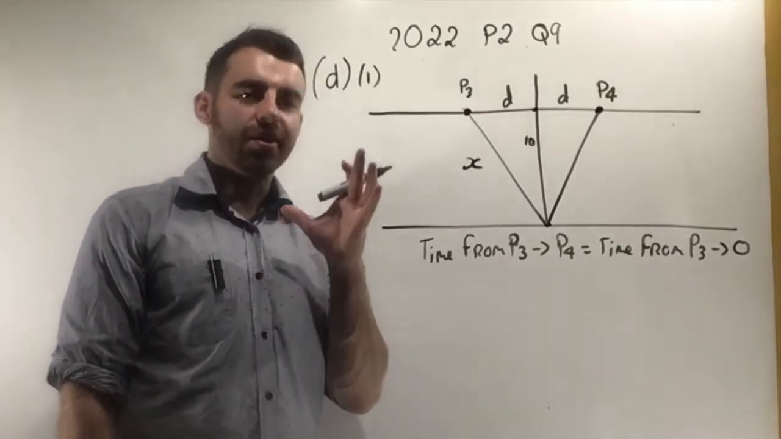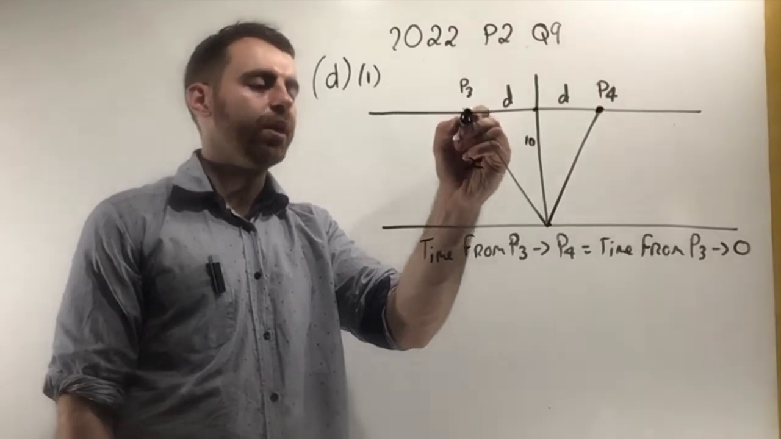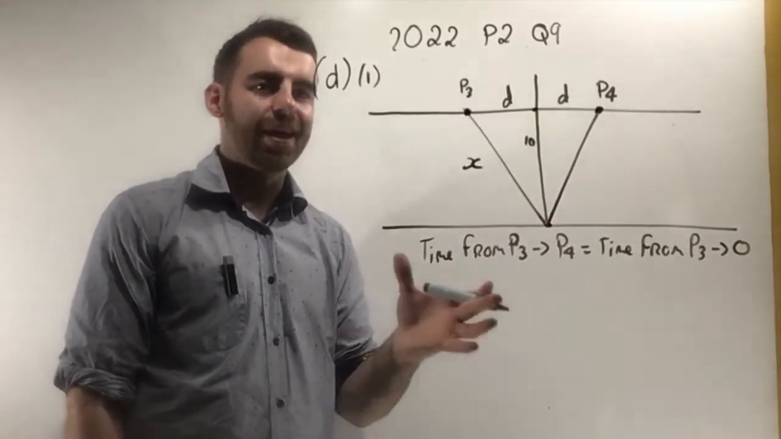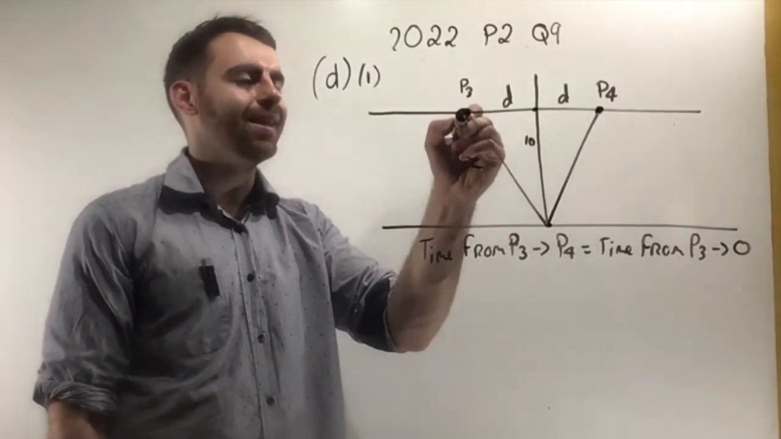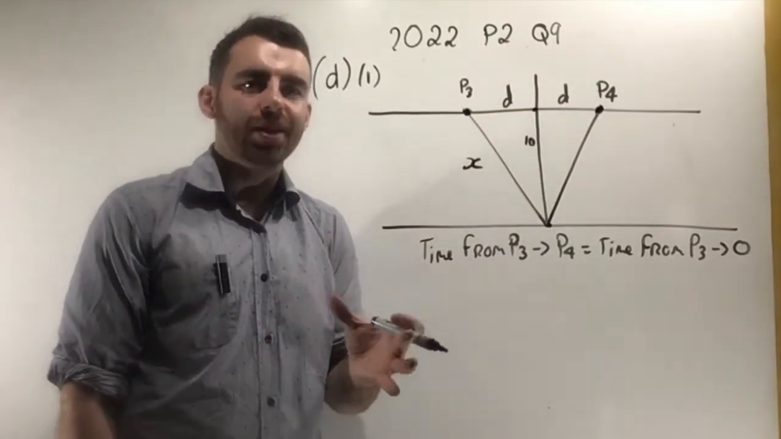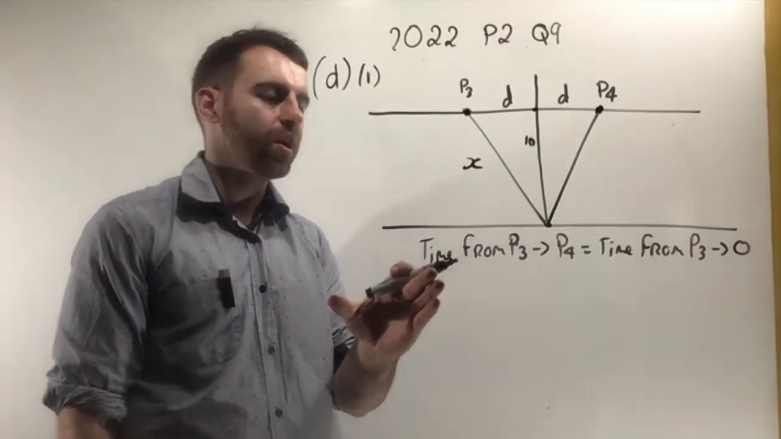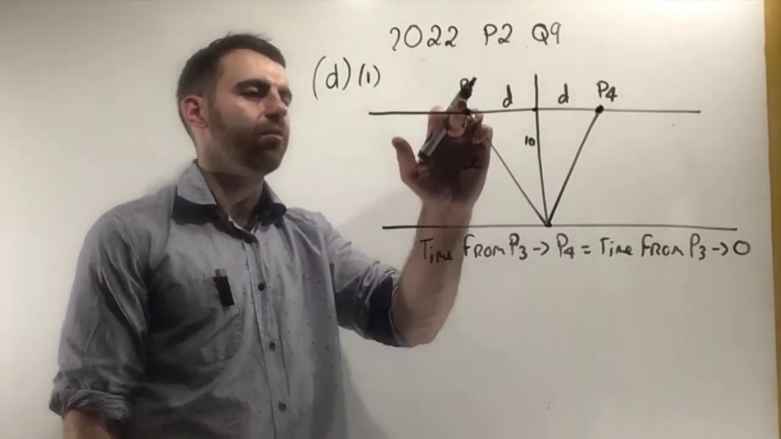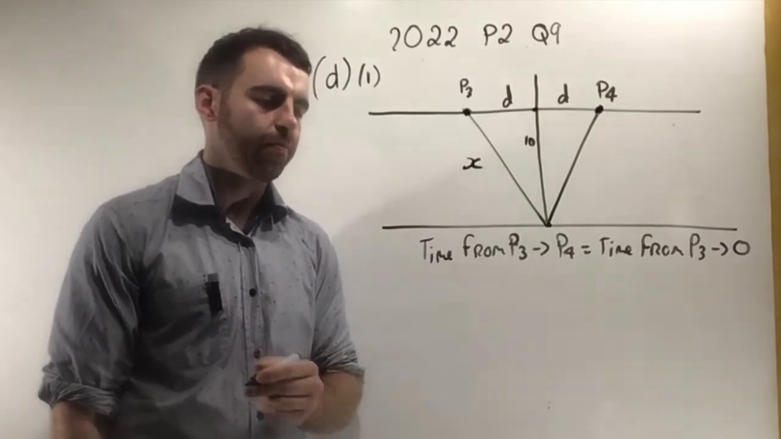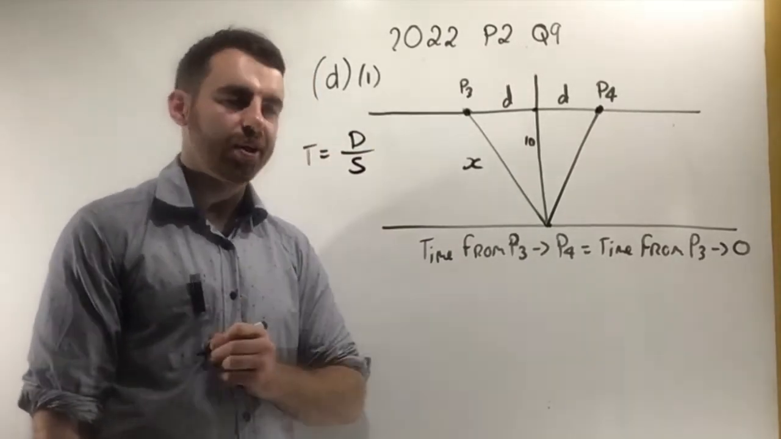The things that are equal here are the time it takes for sound to travel from P3 to Oscar, and the time it takes for the plane to travel from P3 to P4. So that's what we can equate, and that's where the equation is going to come from. Let's try and work out the time it takes the plane to travel from P3 to P4. Remember that time is equal to distance divided by speed.